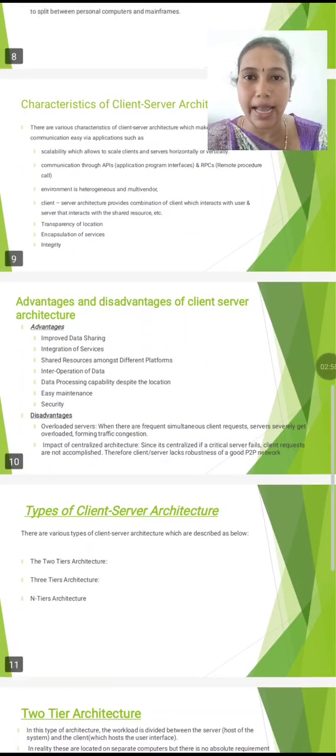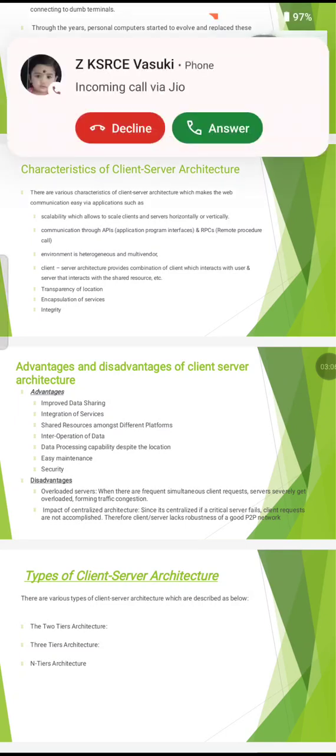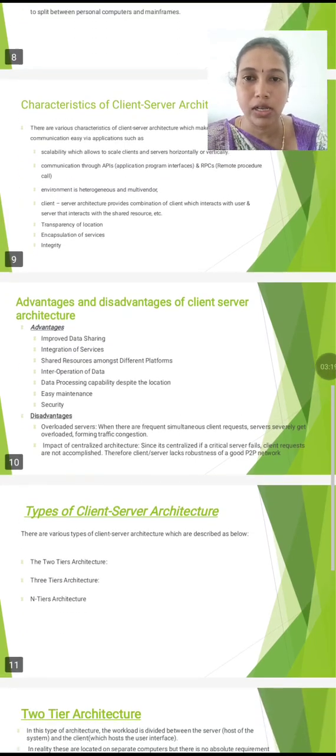Next, we'll see the characteristics of client server architecture. The first one is scalability, which allows scaling clients and servers horizontally or vertically. Communication through APIs, application program interfaces, and RPCs. Environment is heterogeneous, with multiple vendors.